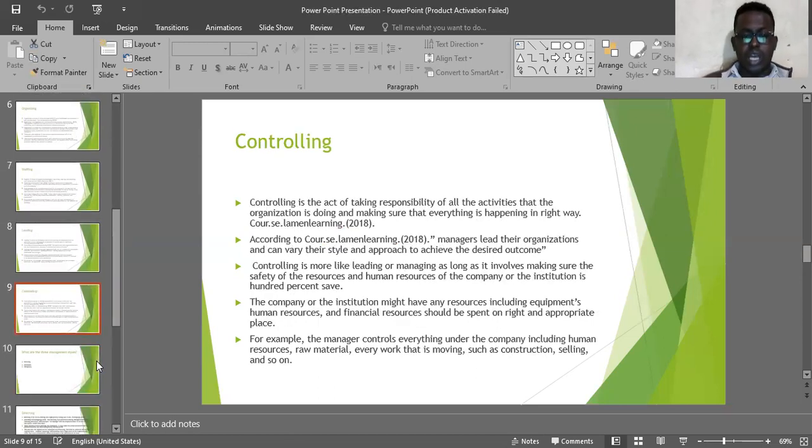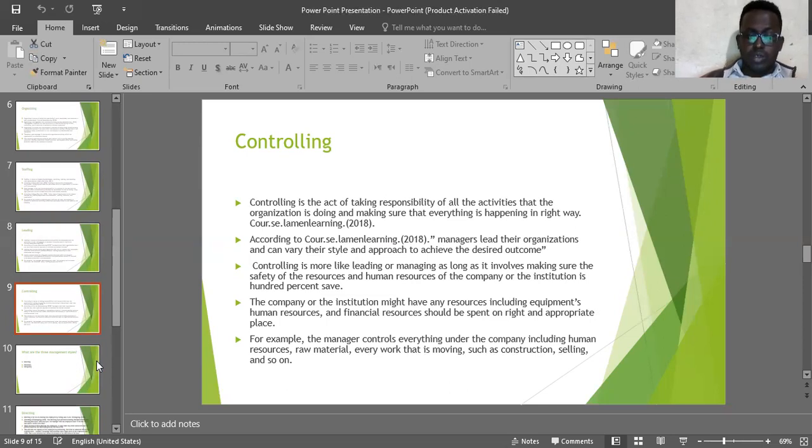Controlling is also the act of taking responsibility for all activities that the organization is doing and making sure that everything is happening the right way, according to Course Element in 2018. According to Course Element in 2018, managers lead their organization and can vary their style and approach to achieve the desired outcome. Controlling is similar to leading and managing in that it involves making sure the resources and human resources of the company and institution are 100% safe.